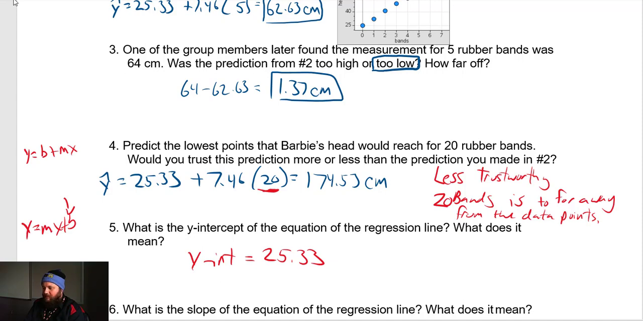And what does that mean? Well, that means that with zero rubber bands, the farthest our head would go down is 25.33 centimeters.